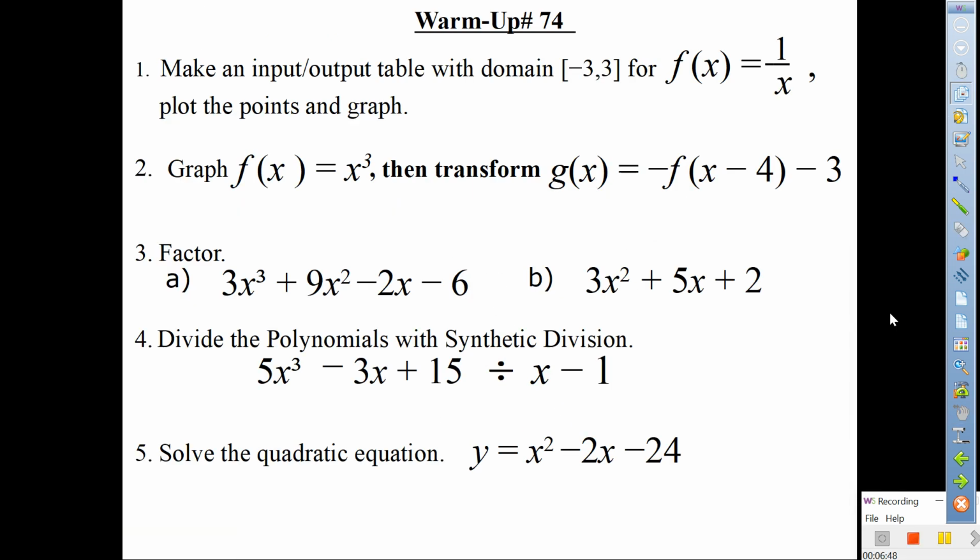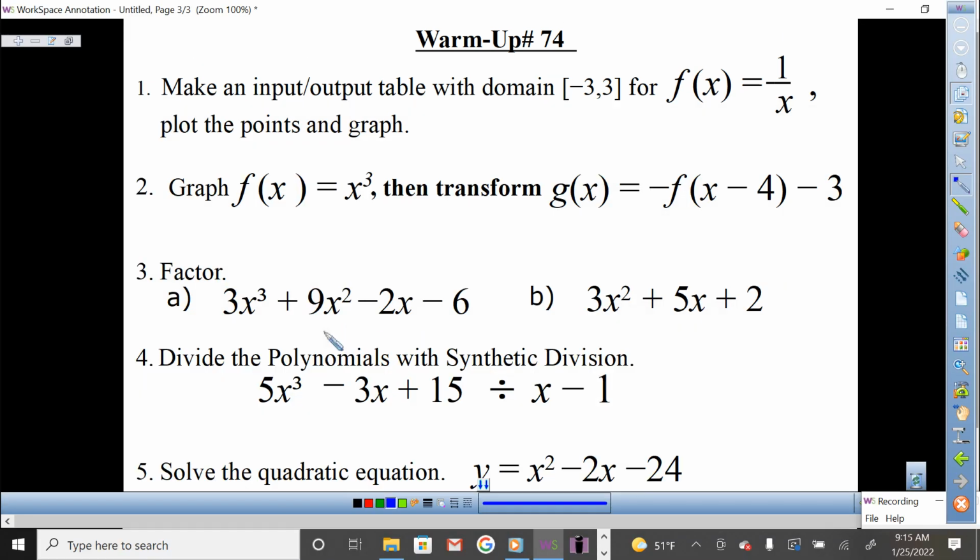Let's go to number 3. Once again, tell your neighbor what your factors are for number 3A and 3B, so we can just go through those.